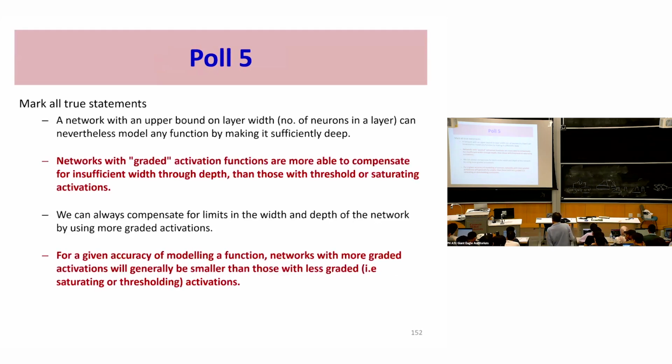Only the second and fourth statements are true, right? The first statement is false, as we just showed. Networks with graded activation functions are more able to compensate for insufficient width through depth than those with threshold or saturating activations. We just saw that in the lecture. You cannot always compensate for limits in the width and depth of the network by using graded activations, as I just explained. There's a point beyond which you just lost information. There's nothing you can recover. If you project it into a lower dimensional space, you're done, right? For a given accuracy of modeling a function, networks with more graded activations will generally be smaller than those with less graded activations because you're conveying more information to the deeper layers.